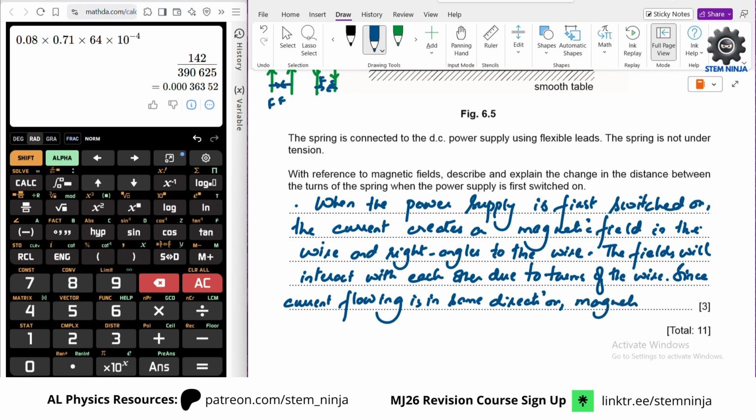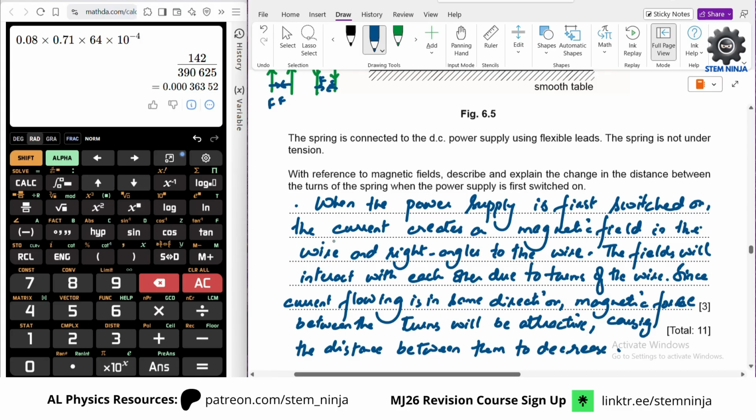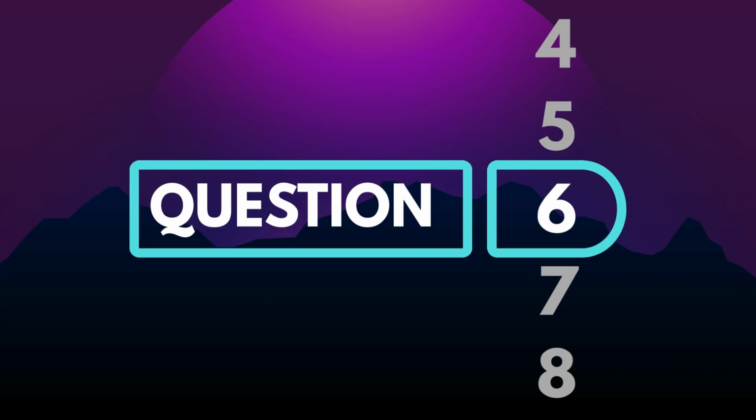Magnetic force between the turns will be attractive, causing the distance between them to decrease. Right, okay, so this is this question. Let's move on to the next one.